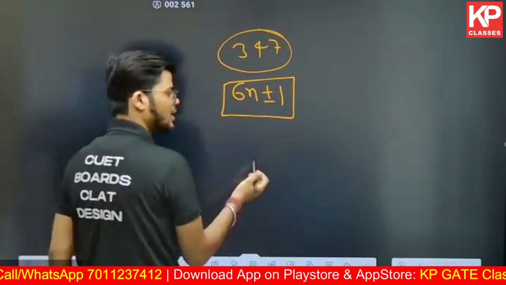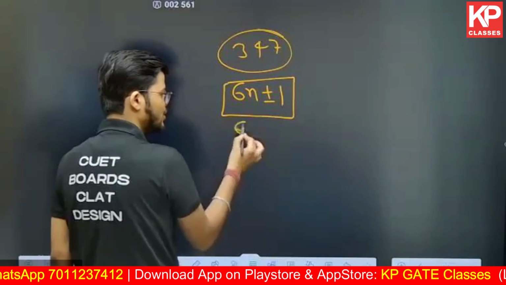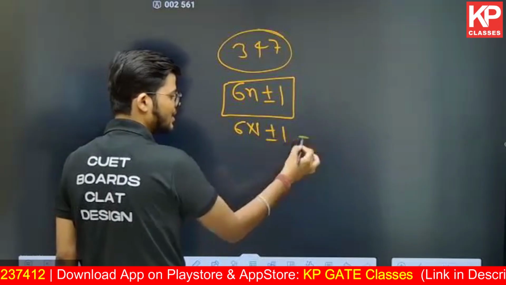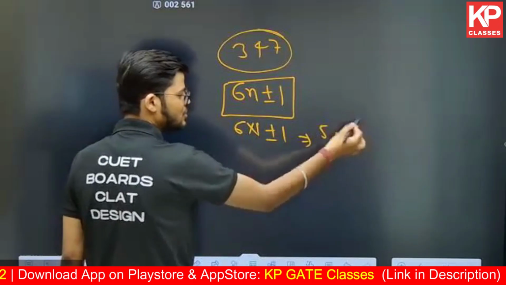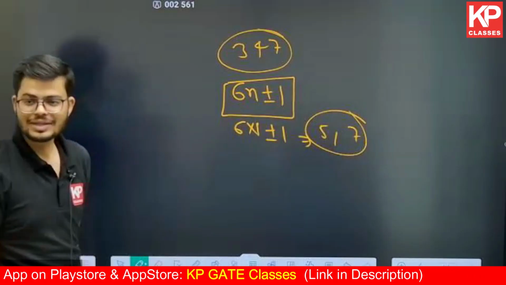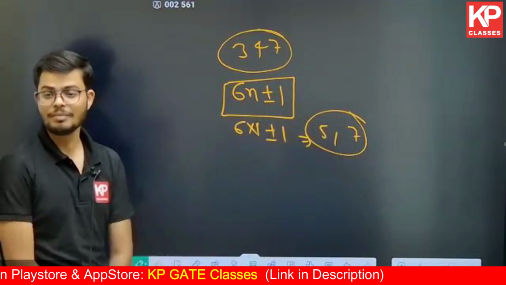Now, for an example, if I take n equal to 1, what will this give? 6 into 1 plus 1 minus 1. So you'll be getting 5 and 7. Once you add it, you get 7. Once you subtract it, you get 5. 5 and 7 both are prime numbers.